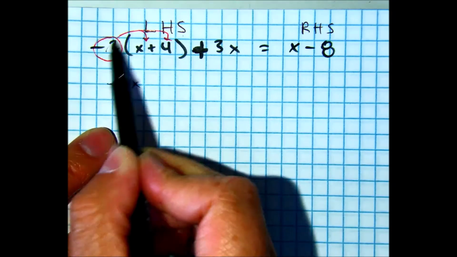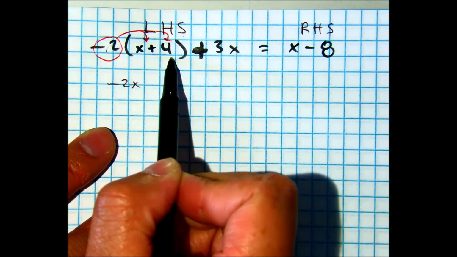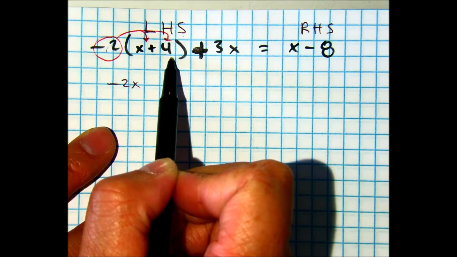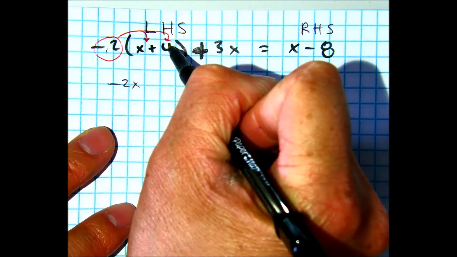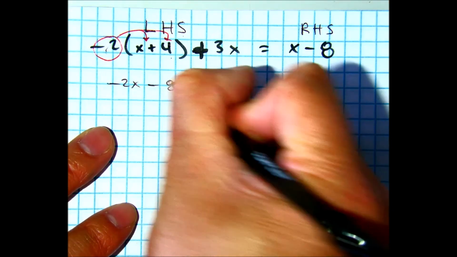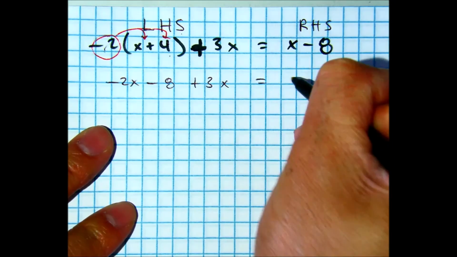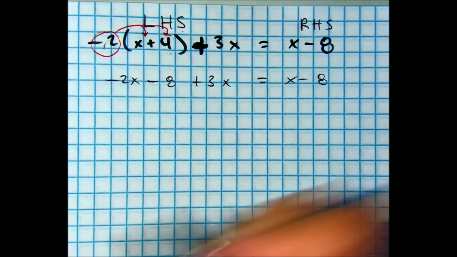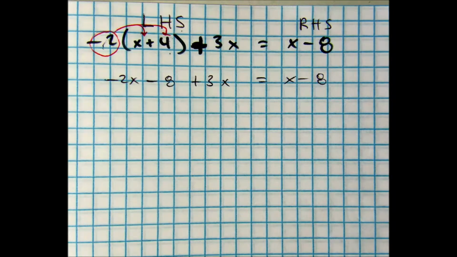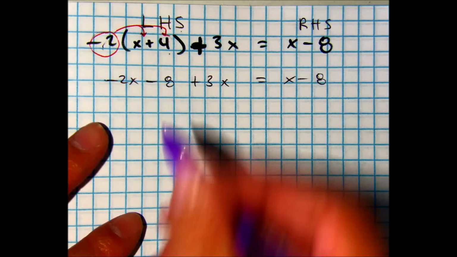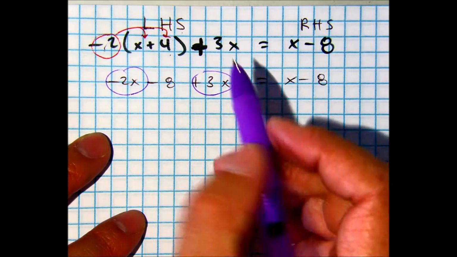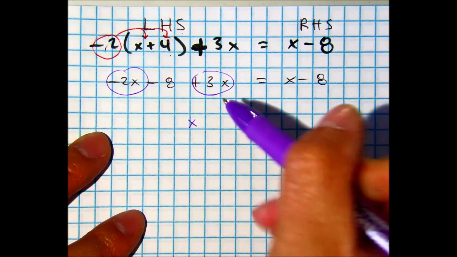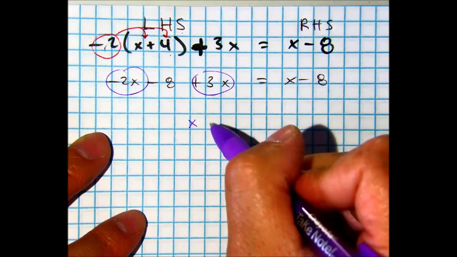-2x. -2 times a positive 4. -4. -2 times 4. -8, sorry. -8. Thank you. Brandon? Combine my terms. What do you get? 2x plus 3x equals x. And then minus 8.